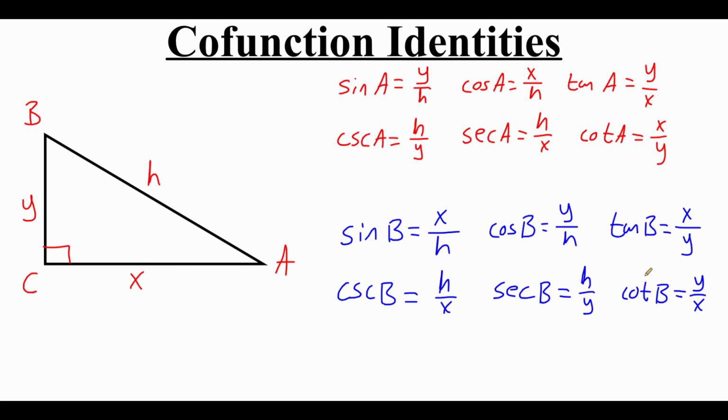And like we mentioned earlier, these two angles, A and B, because they're inside of this right triangle, have to add up to 90 degrees. And back in geometry, we call the set of angles that add up to 90 degrees complementary. And that's where we get this idea of cofunctions. The co in cofunction means complementary.